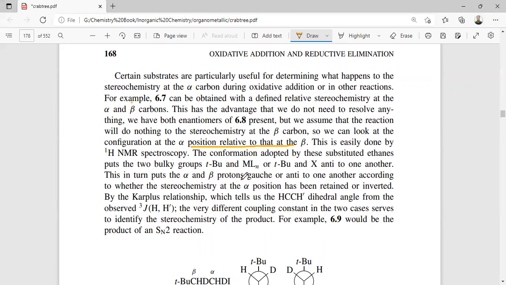In the transformation, the substituents are two bulky groups, tartrate and X. Tartrate and X are anti to one another. These are both at the alpha and beta positions and are anti to one another, according to whether the stereochemistry of the alpha position is retained or inverted. So by the relationship, you can tell this from the observed very different coupling constants.